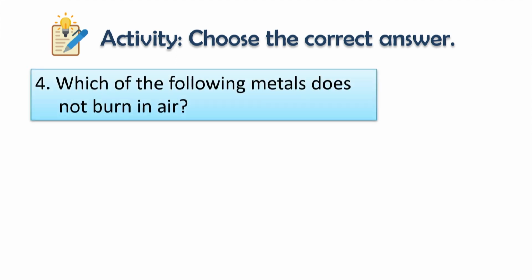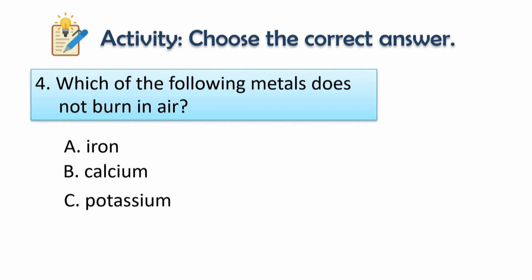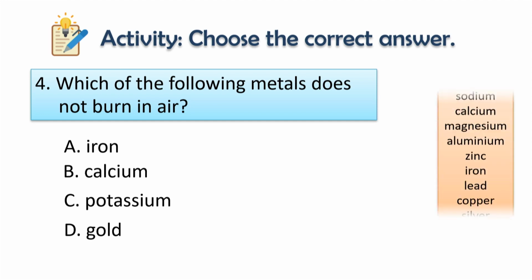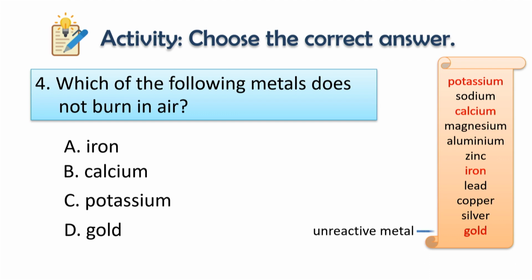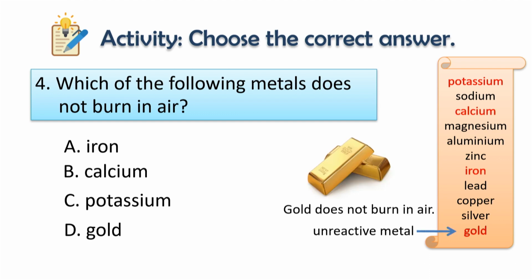Fourth question. Which of the following metals does not burn in air? Iron, calcium, potassium, or gold? Let's look back at the reactivity series. Gold is found at the bottom of the reactivity series, so it is an unreactive metal. Gold does not burn in air. Answer is D.